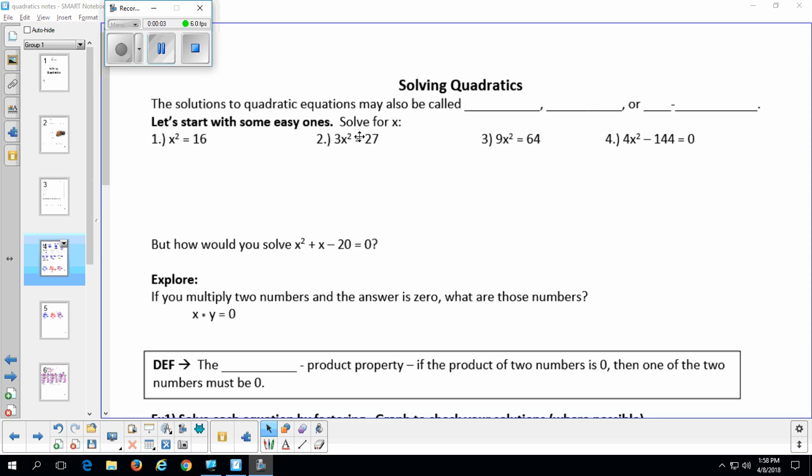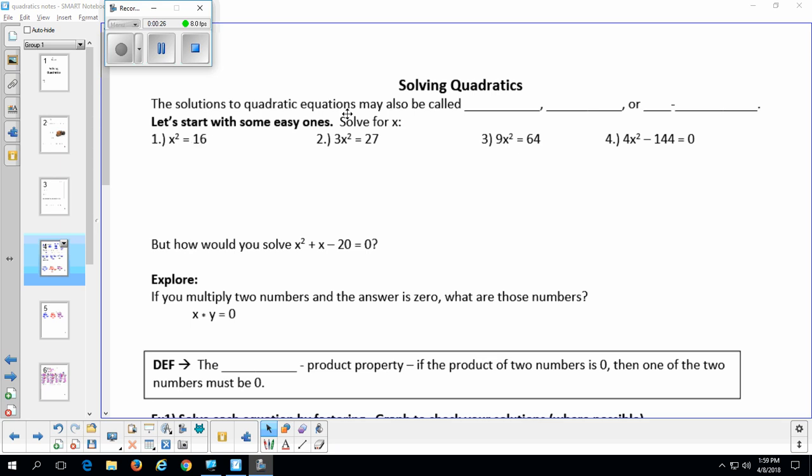Solving quadratics. So in class we did a lot of factoring. There's a reason for that, because it's a necessary skill to have if you plan on solving quadratic equations. As we review, quadratic equations are basically equations that have a power of 2. Okay, so we have x squareds here.